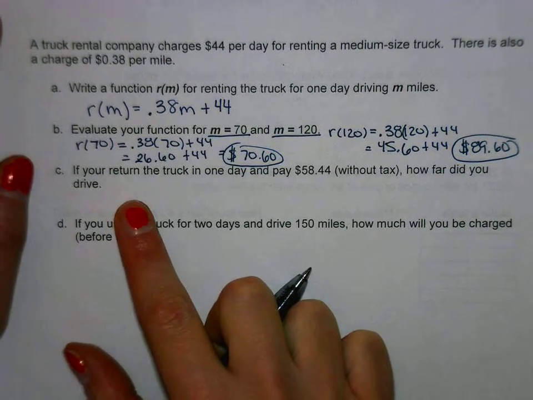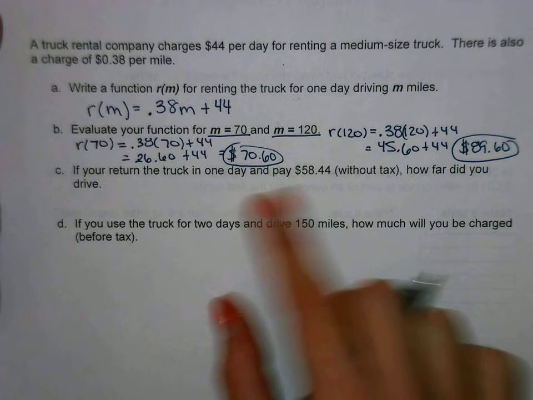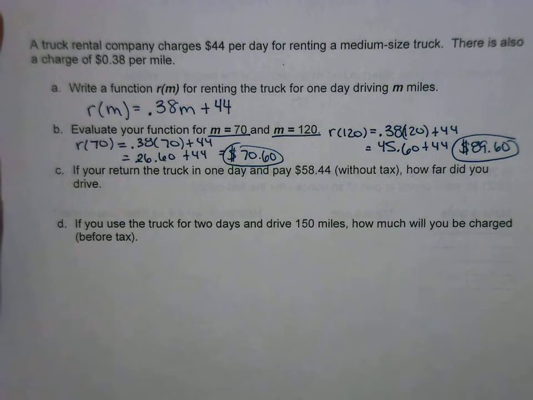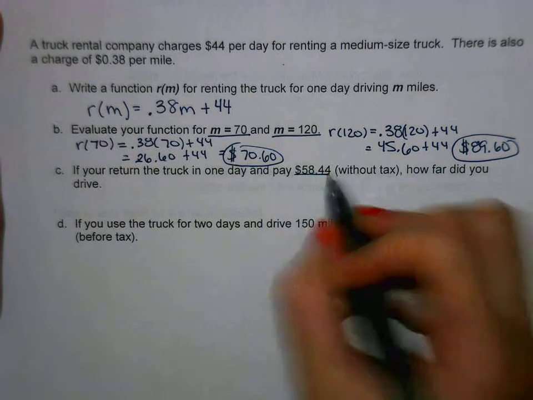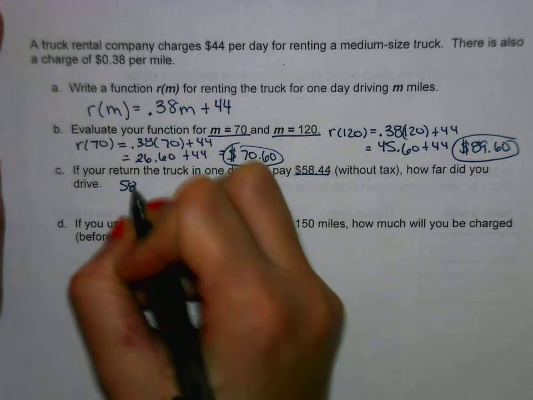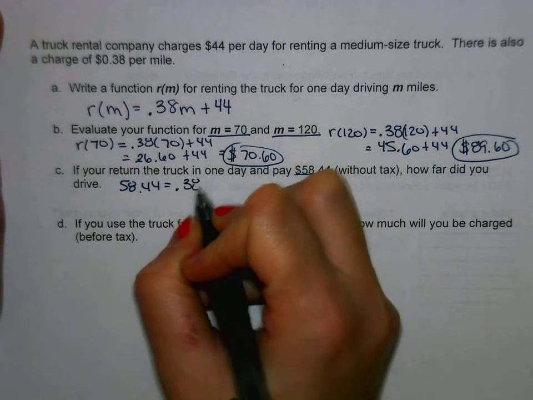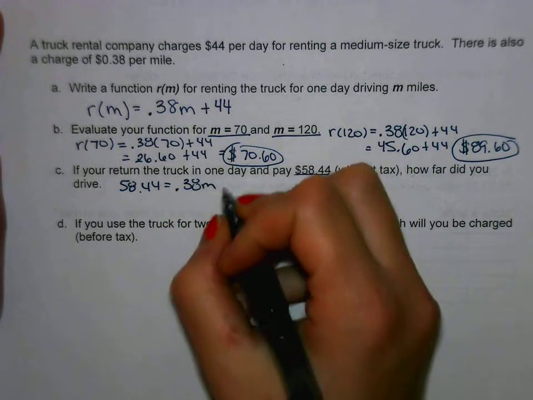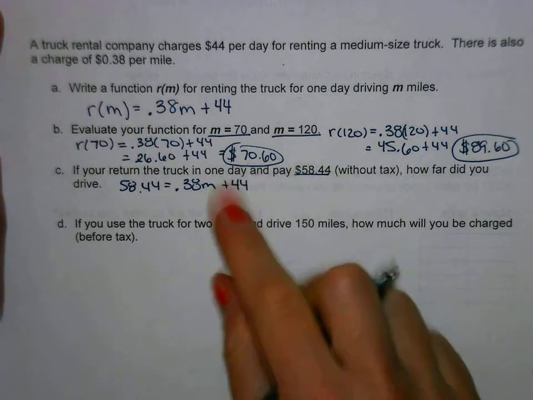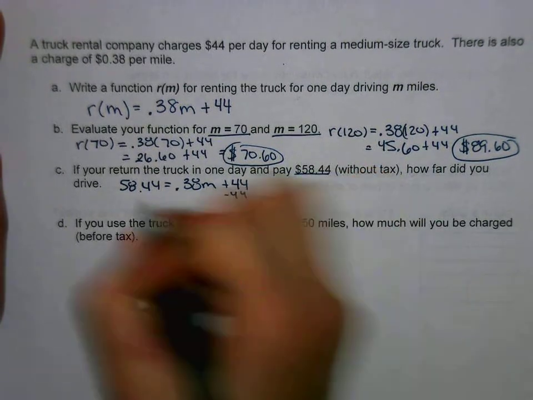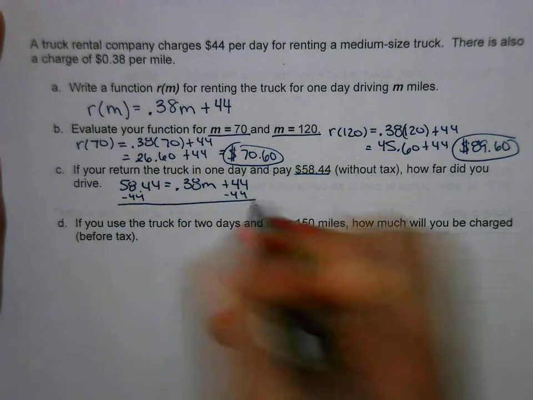So let's look at this one. If we return the truck in 1 day and pay $58.44 without the tax, how far did we drive? So if we know our total is $58.44, but we don't know how many miles we've driven, that means we leave our M. We know it was for 1 day, so we're adding that 44. So if we subtract 44 from both sides, we have a two-step equation.